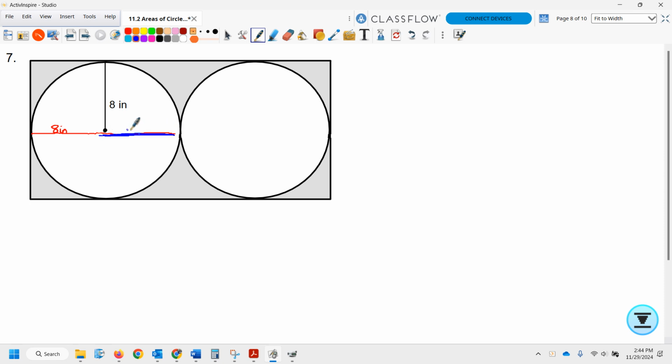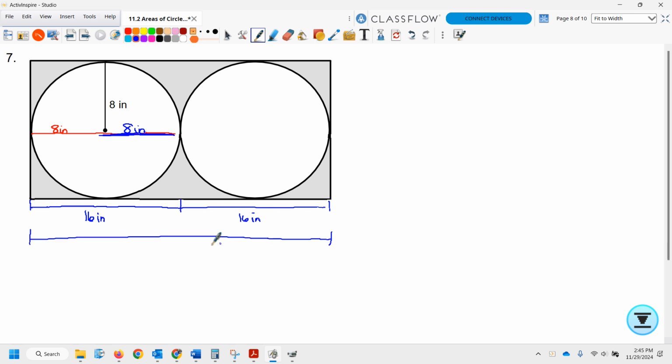This is also 8, making this portion from here to the edge of the circle 16. Okay? These circles are identical. So this is also 16, making the whole thing 32. All right?